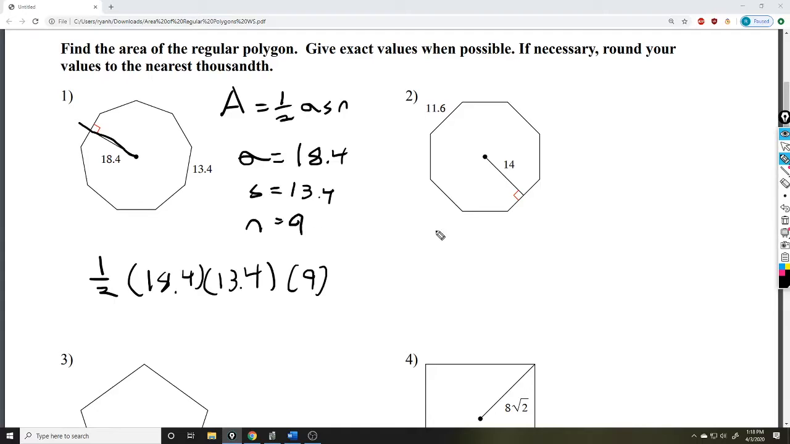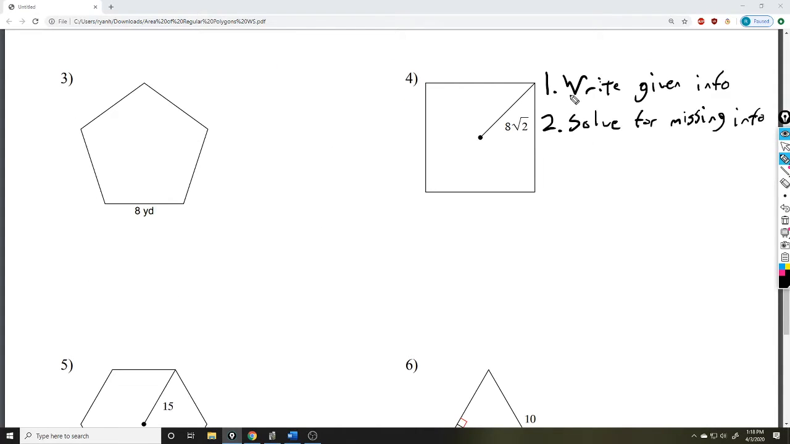Now, most of the time, it's not going to be that easy. The steps that you're going to have to follow are, first, you're going to write out the given information. So which things do you know? Secondly, you're going to solve for the pieces that you don't know. And that's going to involve getting the central angle so that you can use trig, sine, cosine, and tangent.